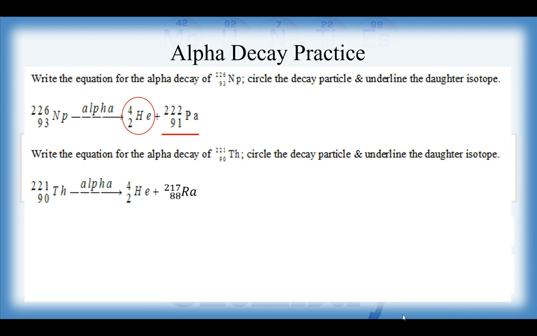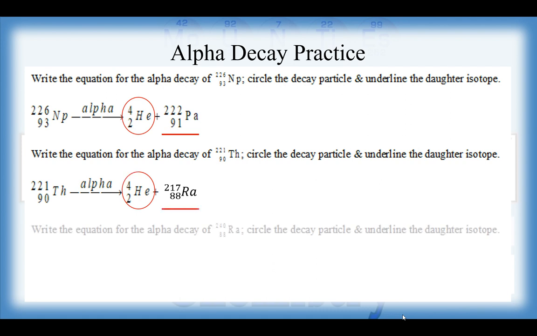Consulting a periodic table, we see that element 88 is radium. So radium-217 would be our daughter isotope. Again, the helium particle is your decay particle, and radium-217 is the daughter isotope. All right, I'll try this one on your own. Write the equation for the alpha decay of radium-240, circle the decay particle, and underline the daughter isotope.